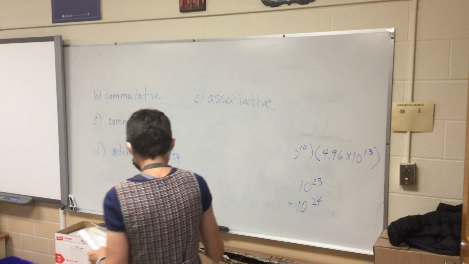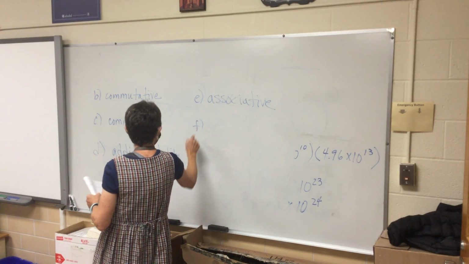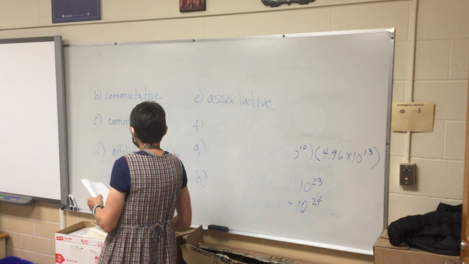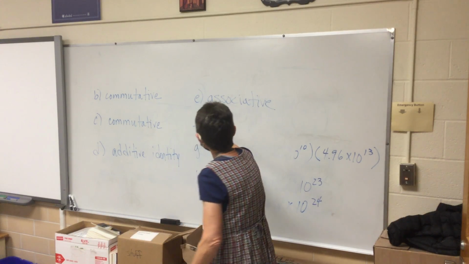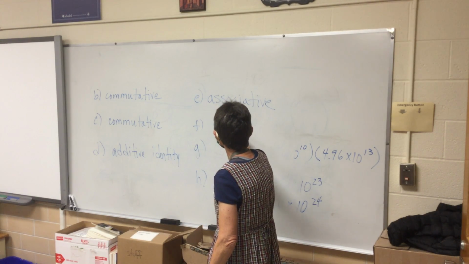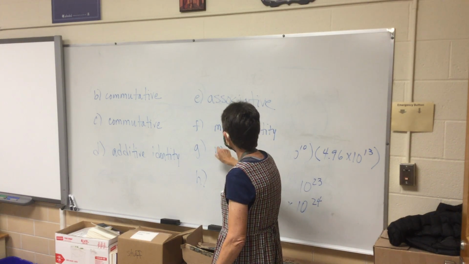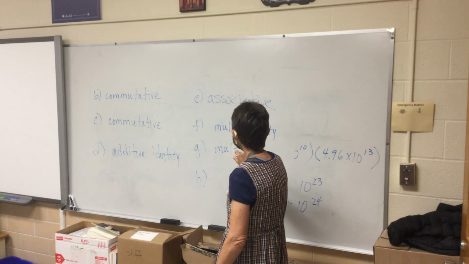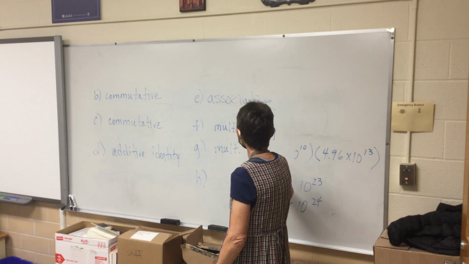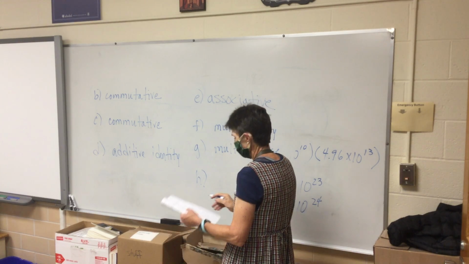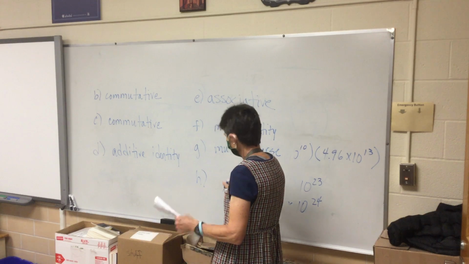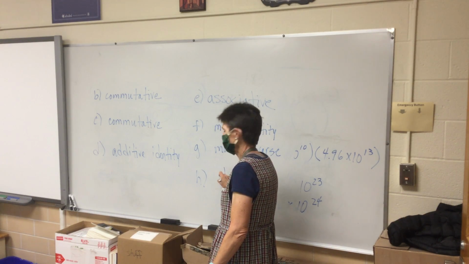Guys, come on, we got to get this done. Multiplication identity. Yep, multiplicative identity. Very good. Division identity? No, there is no division identity. It's called the multiplicative inverse. All right, one more. And then, with a distributive, yep.